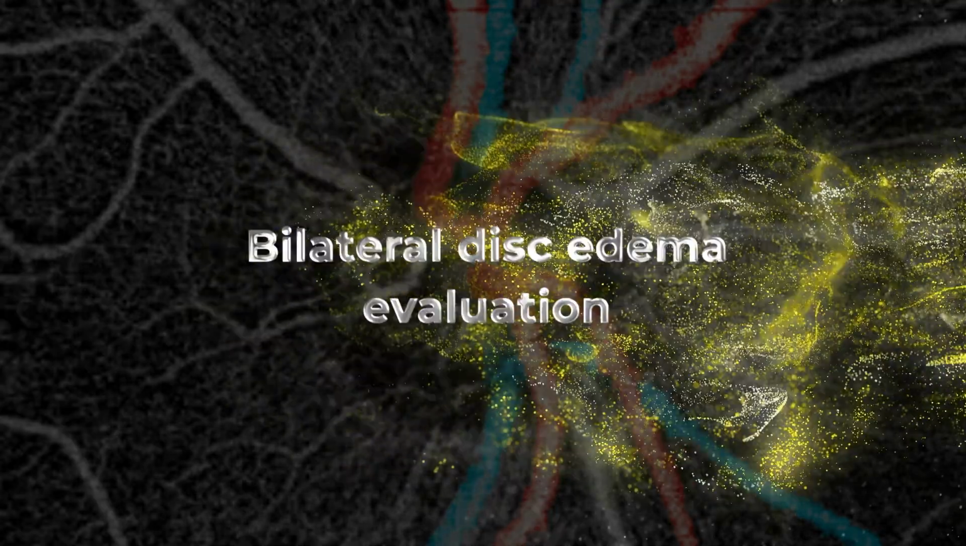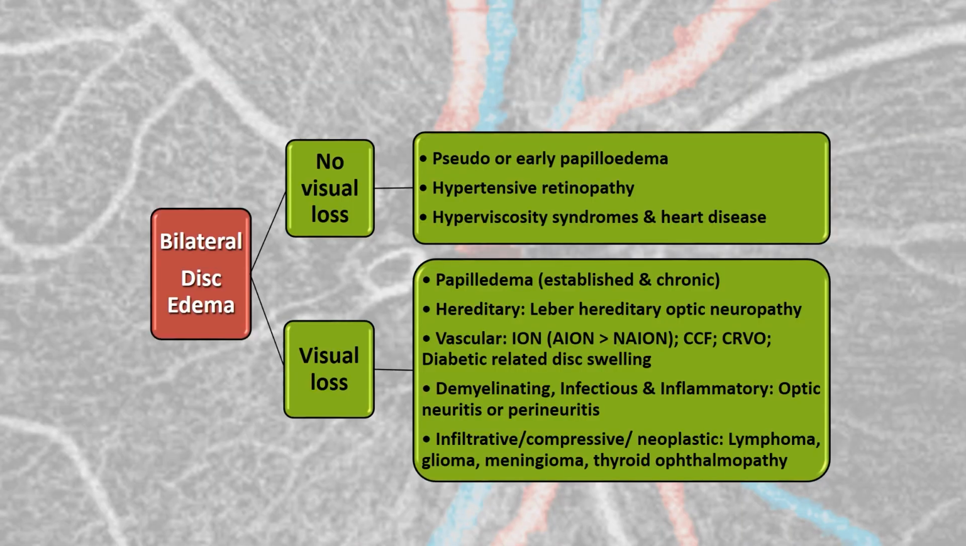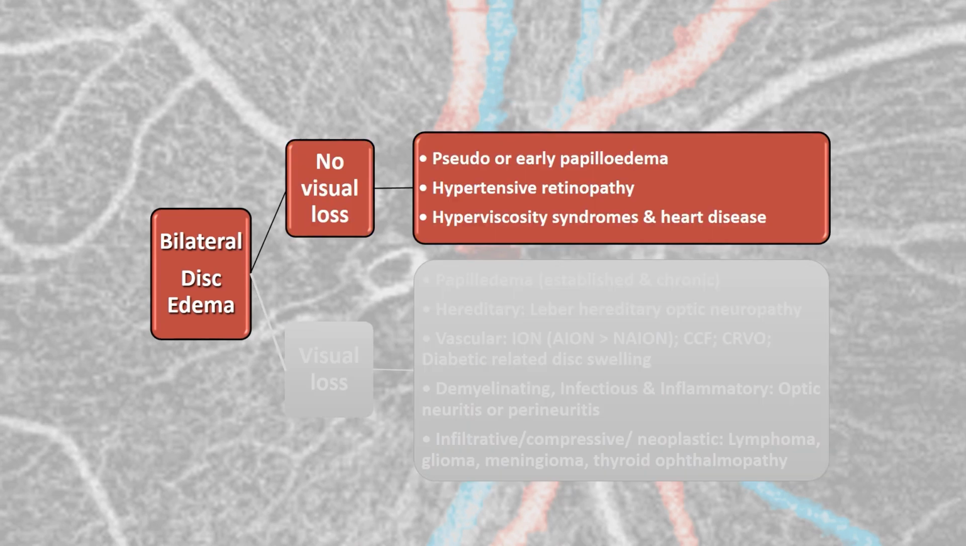Bilateral disc edema needs to be dealt with in more detail and can present with no to profound vision loss. When there is no vision loss with bilateral disc edema, again, rule out a pseudo disc edema due to drusen or an early papilledema.